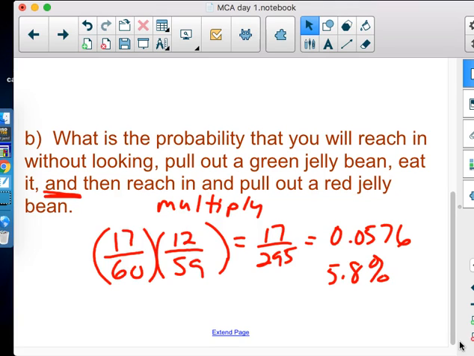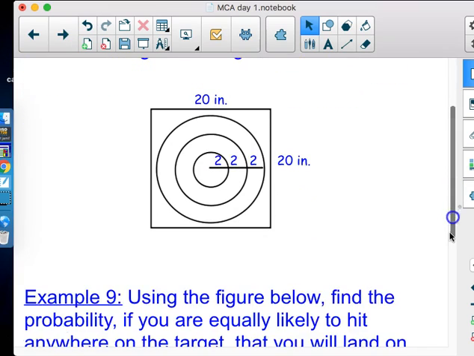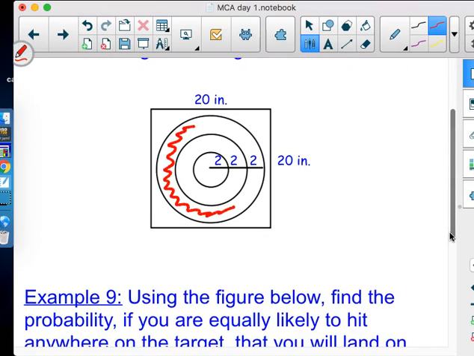Alrighty, they love the next ones. They love the dartboard ones. And that's because it requires that you know some area formulas. So they're trying to make sure you know your area formulas. Using the figure below, find the probability that if you are equally likely to hit anywhere on the target, you will hit the outermost ring of the target. Well, first I better know where the outermost ring is. That's that one. Right there.